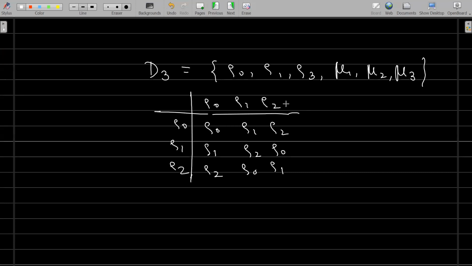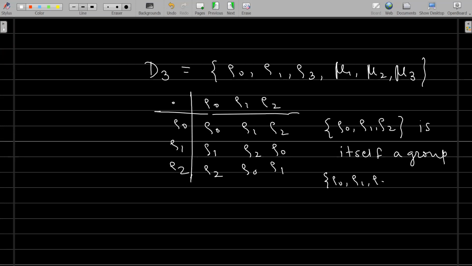Check. So do you see, under the same operation, this is closed. Every element occurs in each row and each column exactly once, which means essentially this part itself is a group. It is self-sufficient. It's closed. We have identity, we have inverses, everything. So this will turn out to be a subgroup of D3. So rho naught, rho 1, rho 2 is a subgroup of D3.